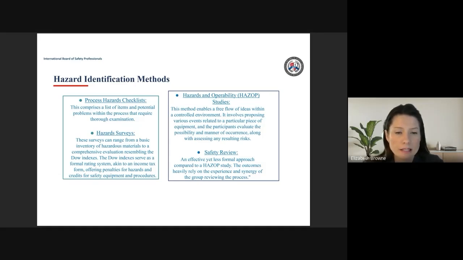Hazard surveys, there's a range of those from just a basic inventory of hazardous materials to actually having a comprehensive evaluation that can be very complicated. Similar to the Dow Index, which serves as a formal ranking system of companies. This is very similar to an income tax form. It's a very complicated system that offers penalties for hazards and credits for safety equipment and procedures.